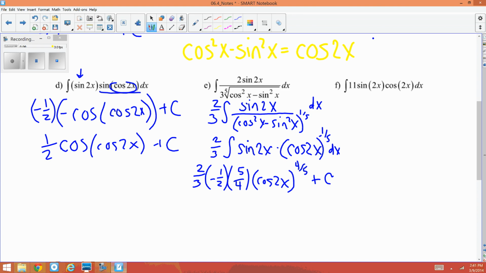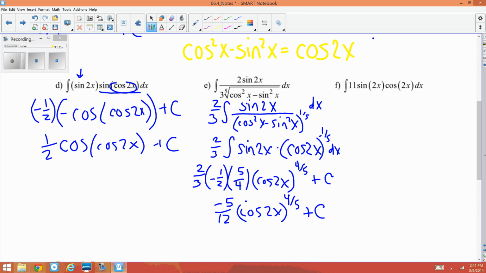And if you feel like combining this, let's see, I think it would be negative 5/12 cosine of 2x to the 4/5 power. And again, you could write it as cosine of 2x to the 4th power, and then the 5th root of that, but I'm not going to. Alright, and there you go.